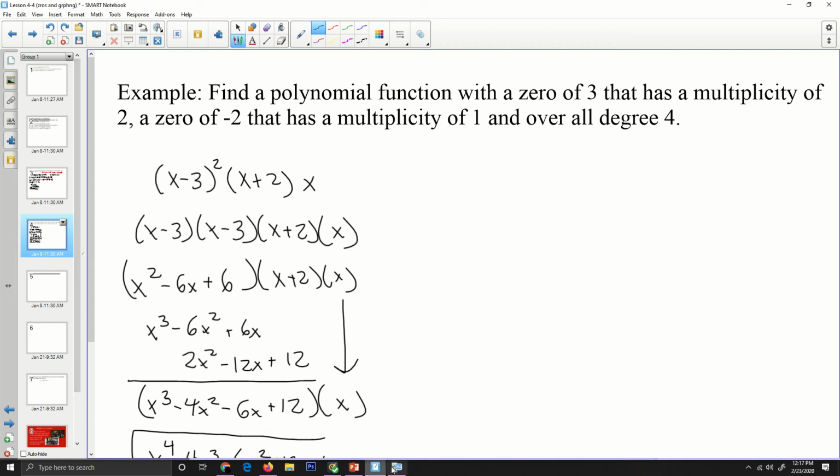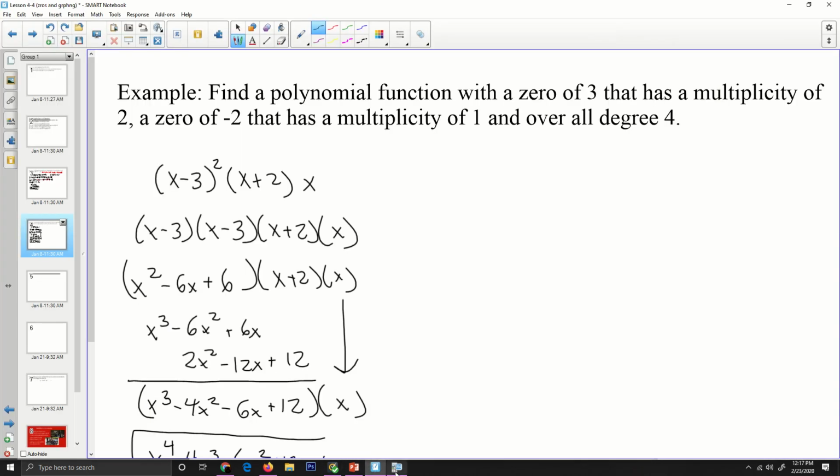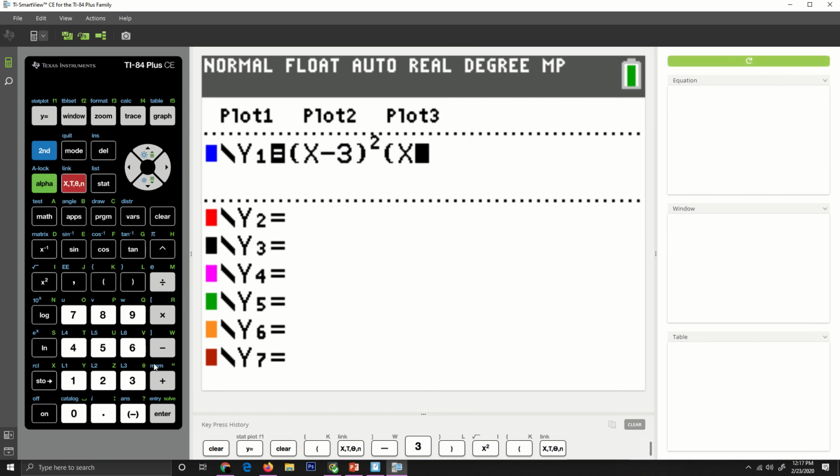And I'm just going to put it in like that. And so I'm going to say this is x minus 3 quantity squared. And then, let's see, we had x plus 2, so x plus 2, and then we have an x there. And so we have 3 zeros. At 3, we'll have a 0. At -2, we'll have a 0. And at 0, we'll have a 0, according to what we have.